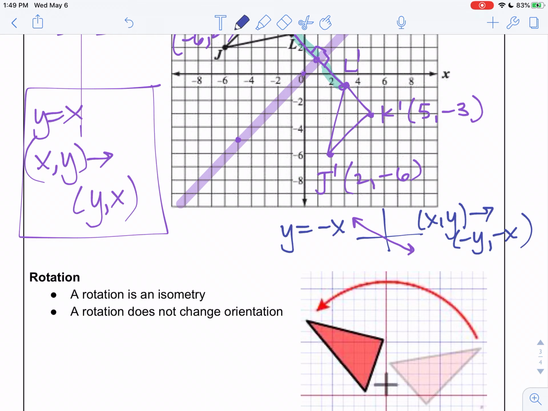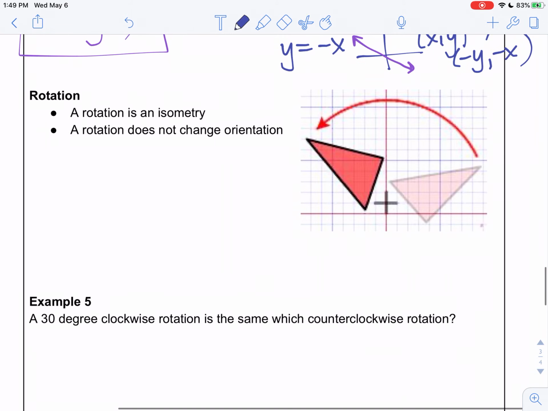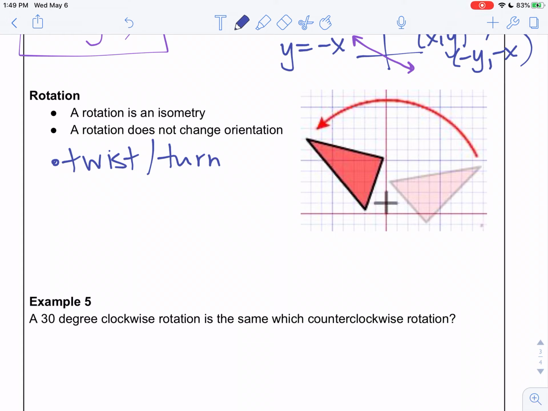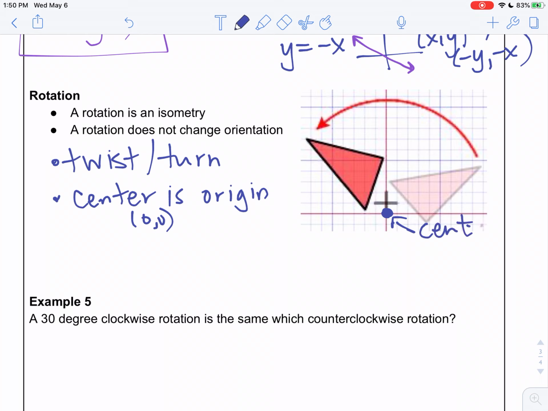We're going to continue on now and we're going to take a look at rotation. A rotation is an isometry. It does not change orientation. I want you to think about a twist or a turn. Okay? Unless you are told otherwise, the center of our rotation is the origin, otherwise known as (0, 0). So in this case, our origin hanging out right here, that's the center of our rotation.